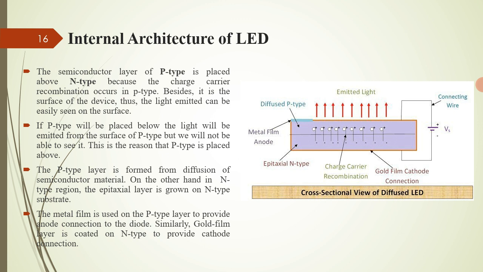P type is formed from a diffusion of the semiconductor materials. On the other hand, in the N type region, the epitaxial layer is grown on the N type substrate. The metal film on the P type layer provides the anode connection to the diode. Similarly, the gold film layer is coated on the N type to provide the cathode connection.